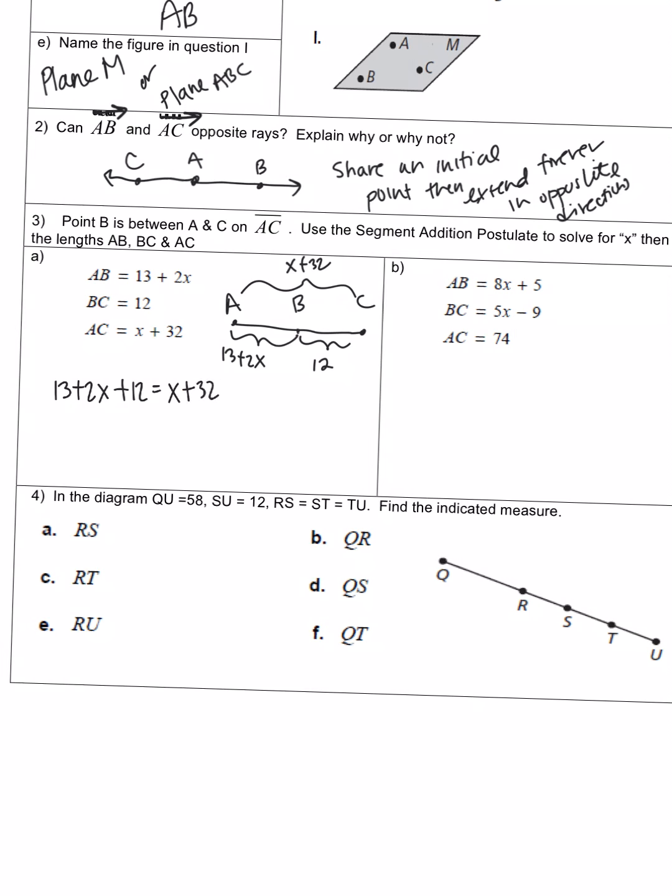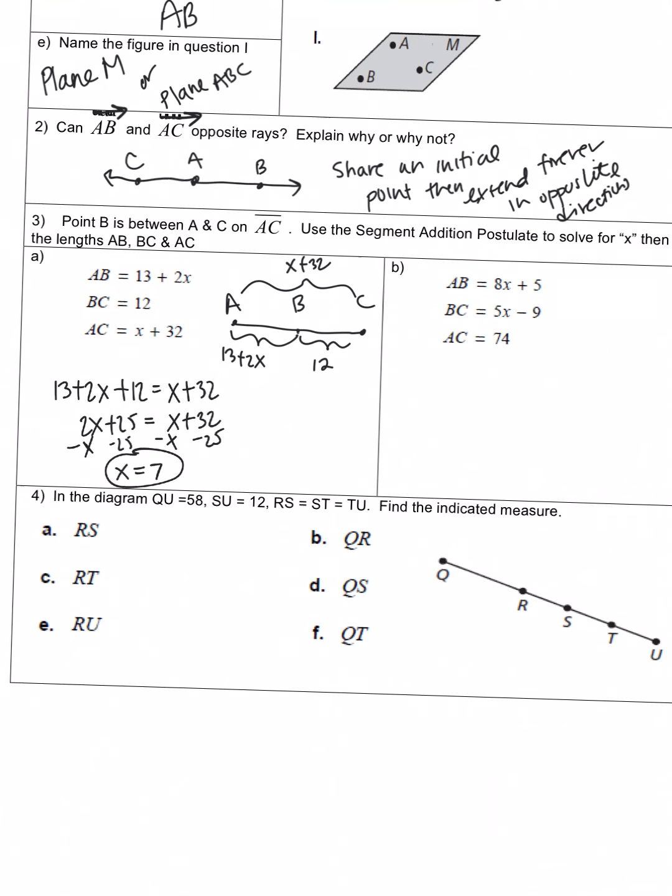All right, let's do some algebra here. So 13 plus 12 is 25. 2x plus 25 equals x plus 32. Let's move that x over. And let's move that 25 over at the same time. Why not? 2x minus x is x. And 32 minus 25 is 7.